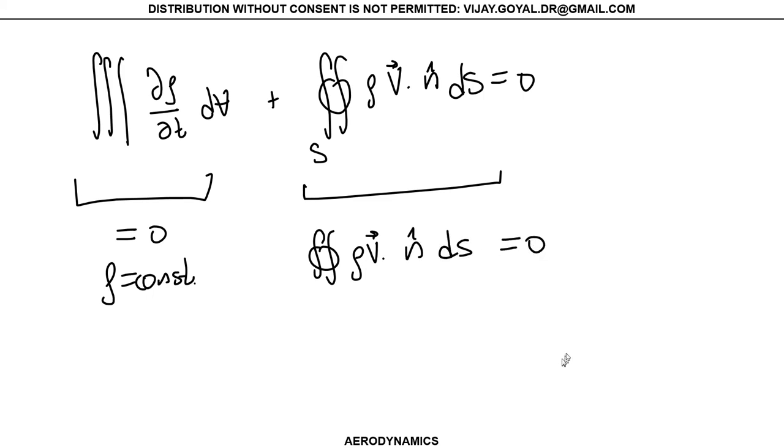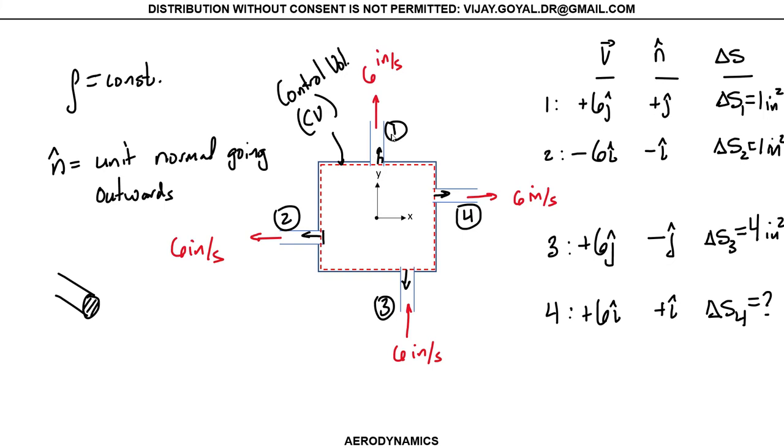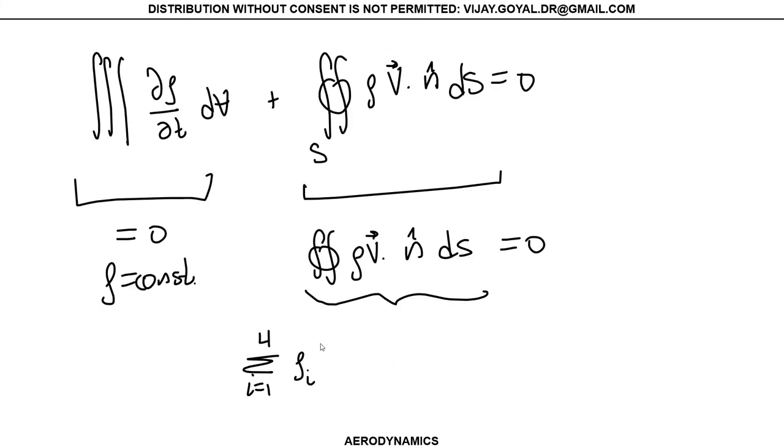Okay, so this expression can be written as follows. If you are working with discrete openings, this is the sum over i from 1 to 4 of rho, because in my problem I have 4 openings: 1, 2, 3, and 4. Okay, so then you have this. You have the velocity vector i. Take the dot product with n i.